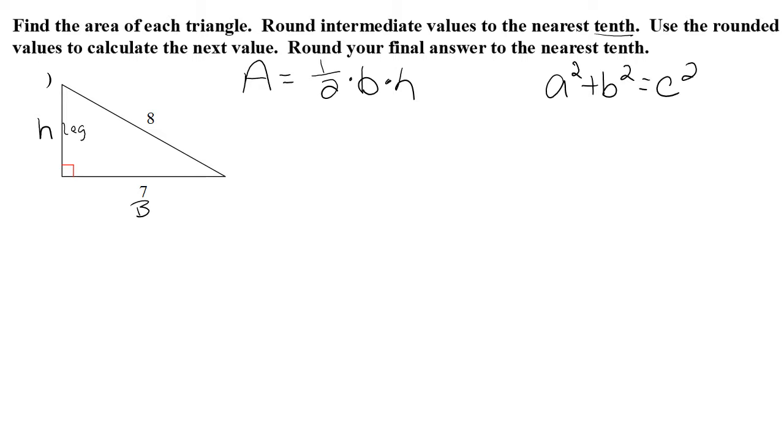Okay, so I am trying to find a leg, so I'm going to leave a squared alone. I'm going to plug in my other leg, which is the base, which is 7. 7 squared goes there, and then my hypotenuse is 8 squared. So I plugged in. Now I'm going to simplify each value. a squared plus 7 times 7 is 49 equals 8 times 8 is 64.